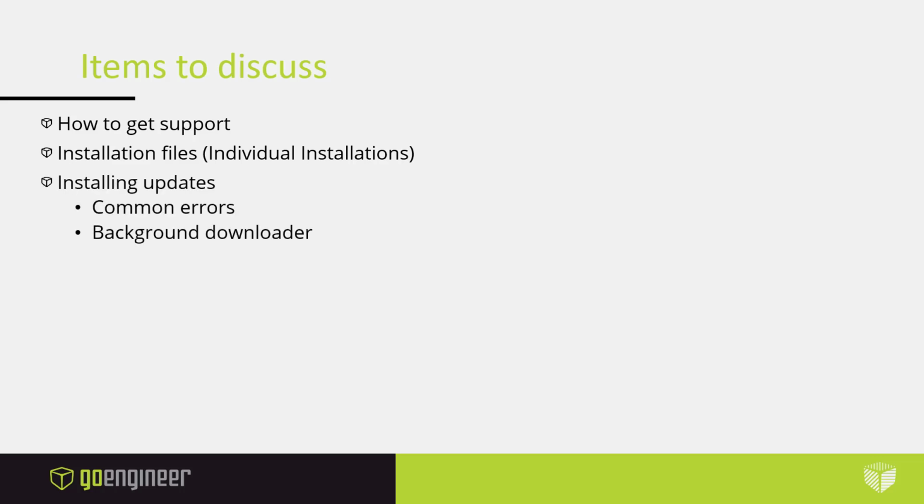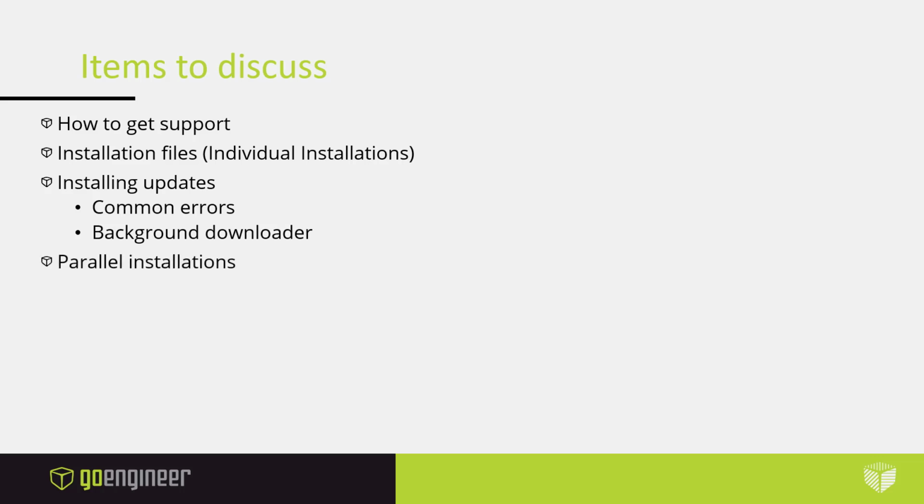We're then going to talk about installing updates, kind of the main point of this today. We want you to be familiar with the best practices, the best methods. We don't want you to run into any errors along the way, so hopefully this will help you out in the future. We're going to go over some common errors and then just kind of discuss the background downloader. That's kind of a common one that we run into here. Some questions about how to turn that on or off.